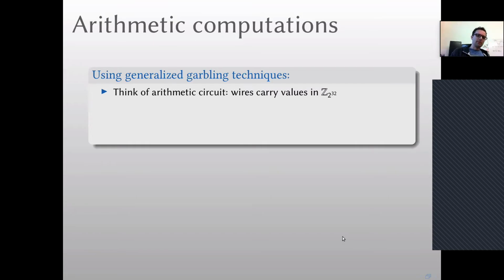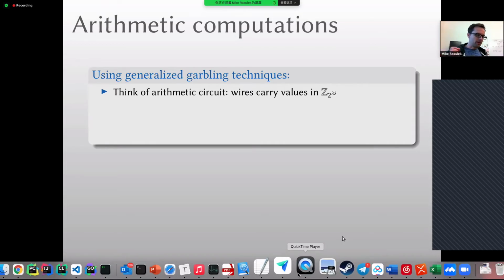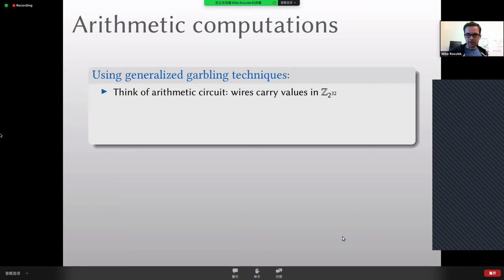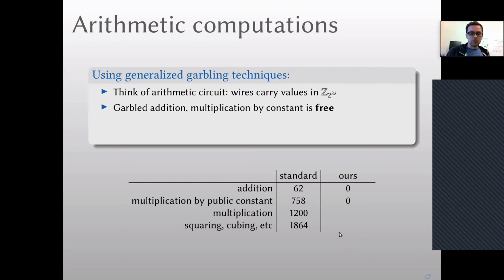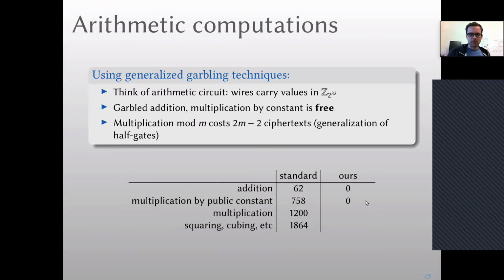Okay, so imagine an arithmetic circuit where instead of the wires being 0 and 1, the wires are values like 32-bit integers. Using these tricks that I just showed you, we can do addition and multiplication by a constant, and they are free. So that's good. But how can we do a multiplication? I didn't really describe how to do multiplication.